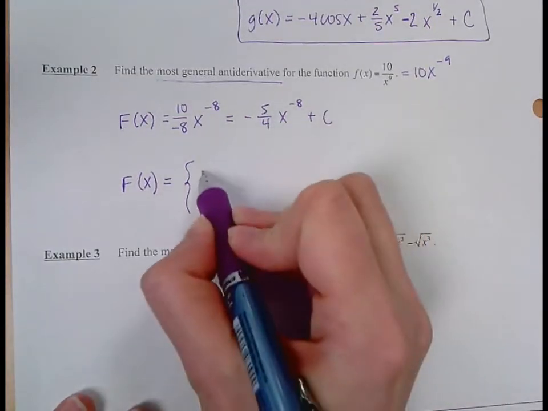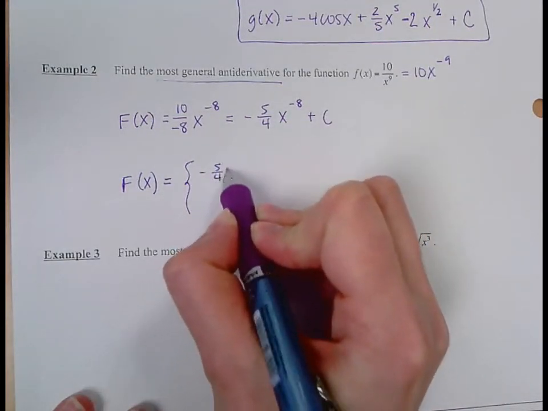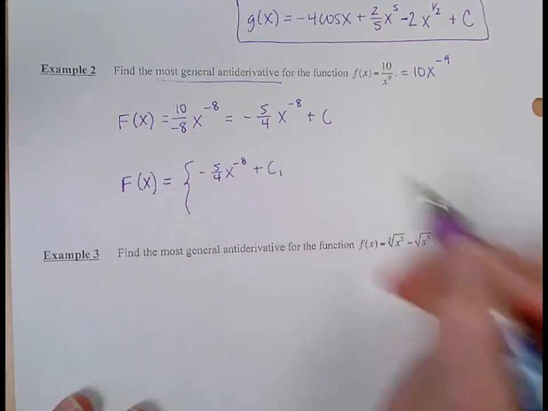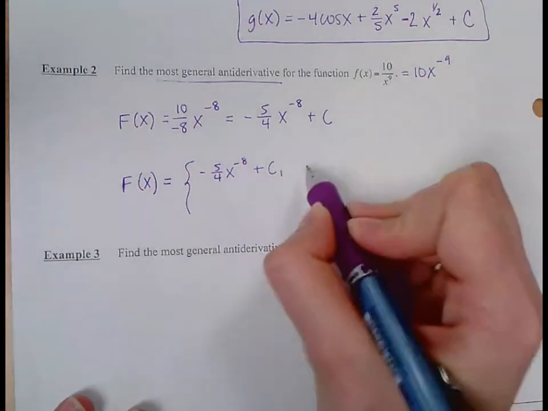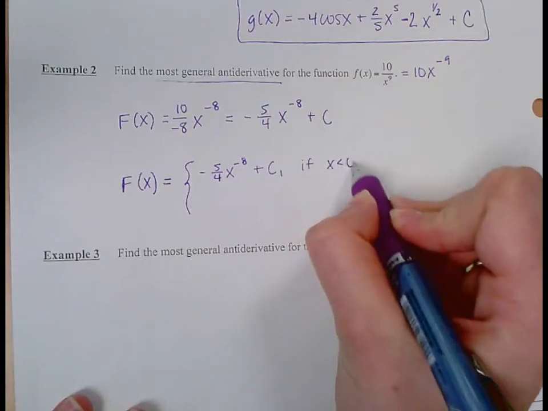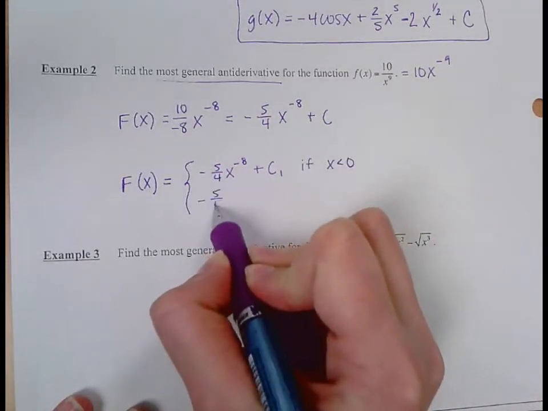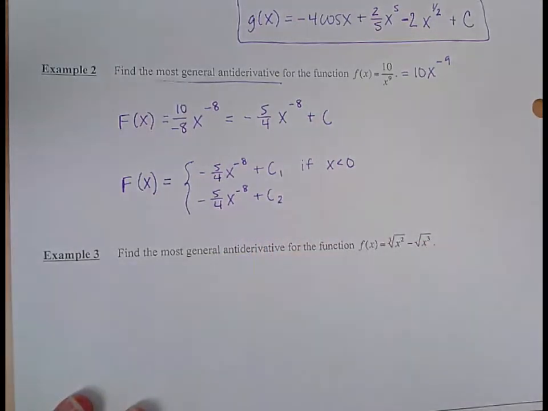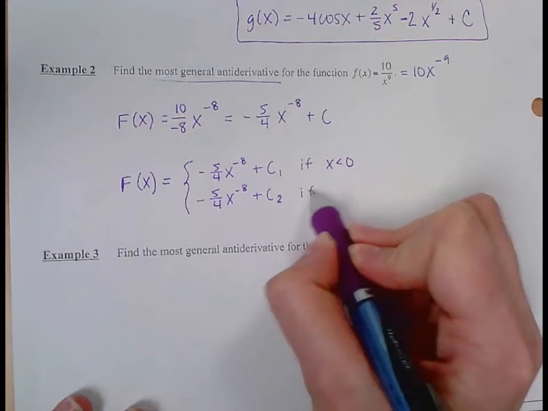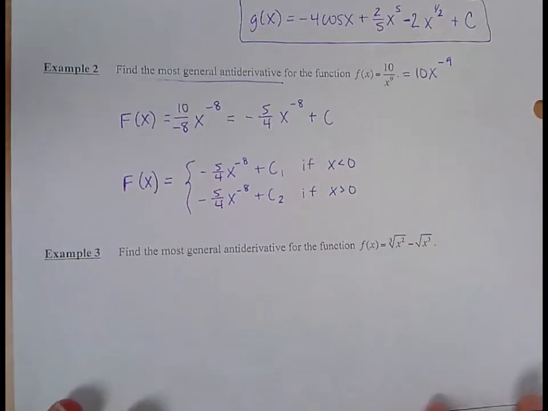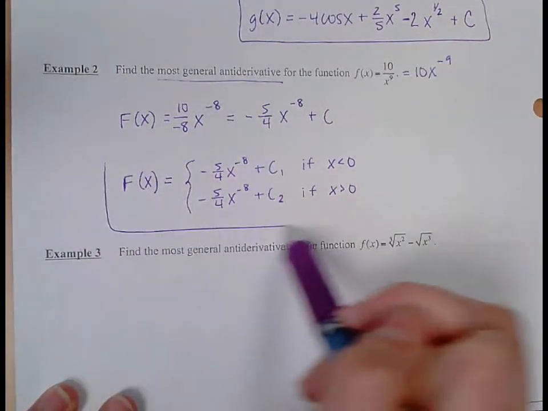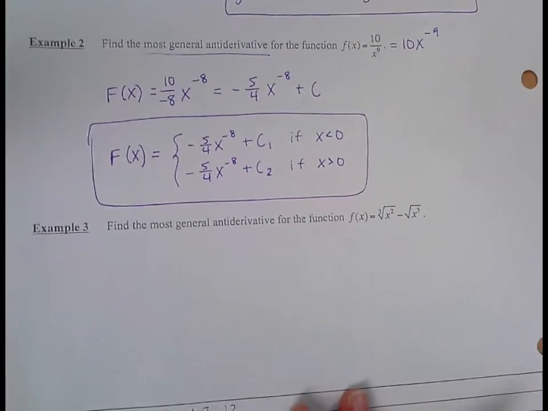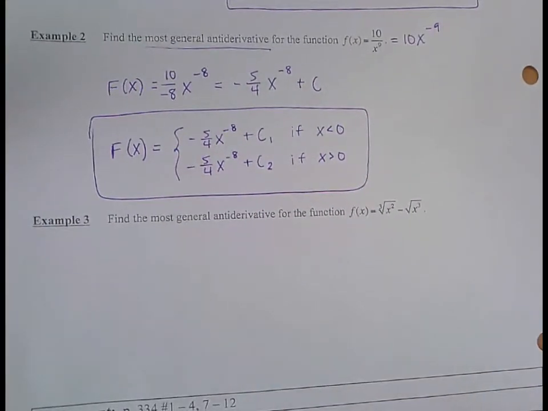So they would write it as -5/4 x to the -8 plus a constant, but they would say c sub 1, and that would be if x is less than 0. And then you'd have the same function, but it could be a different constant, so plus c sub 2 if x is greater than 0. So if you see this, that is why 0 would not be included in the domain.